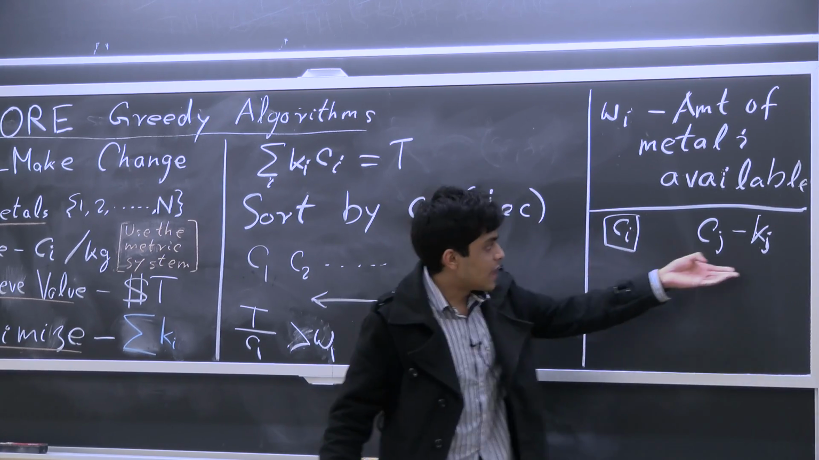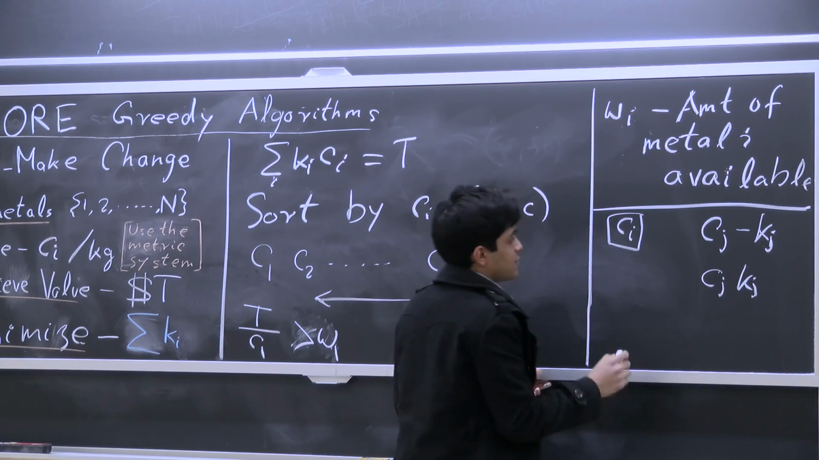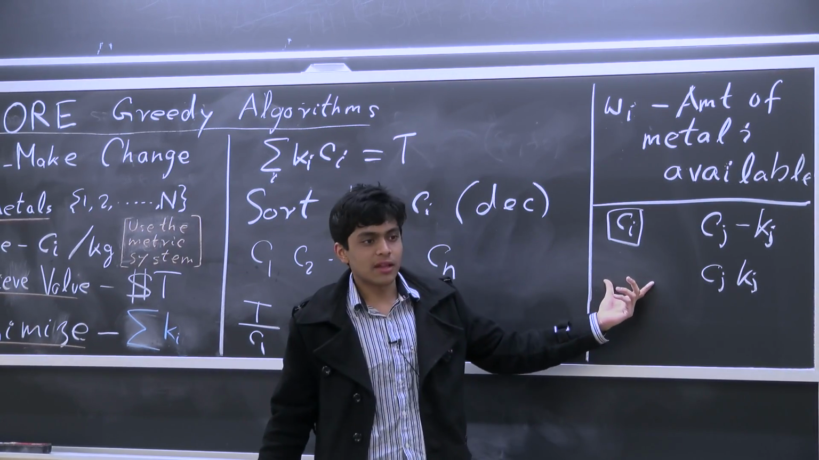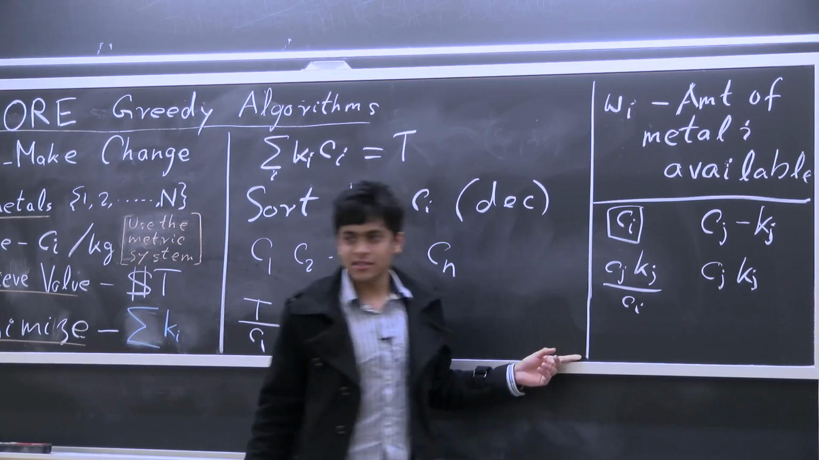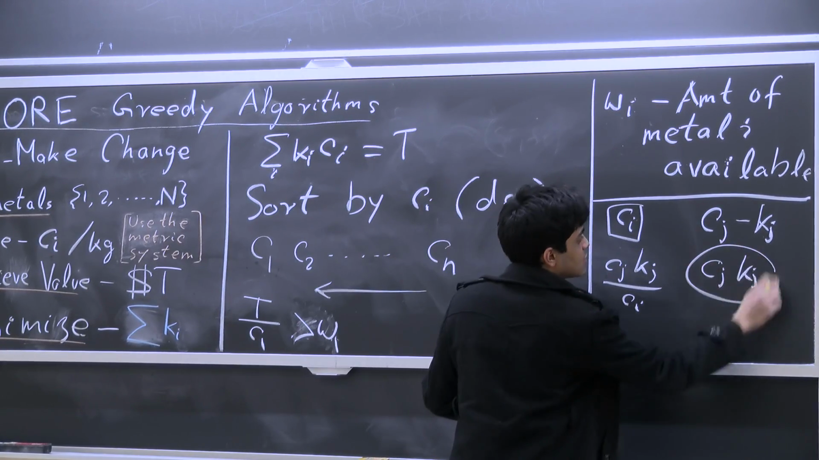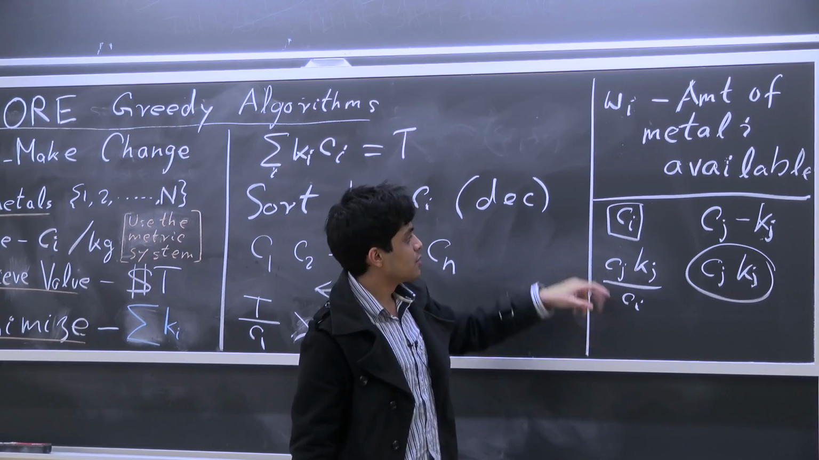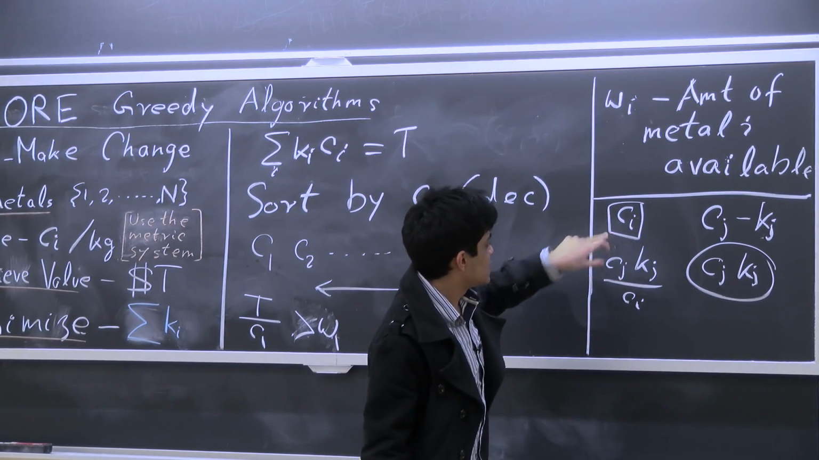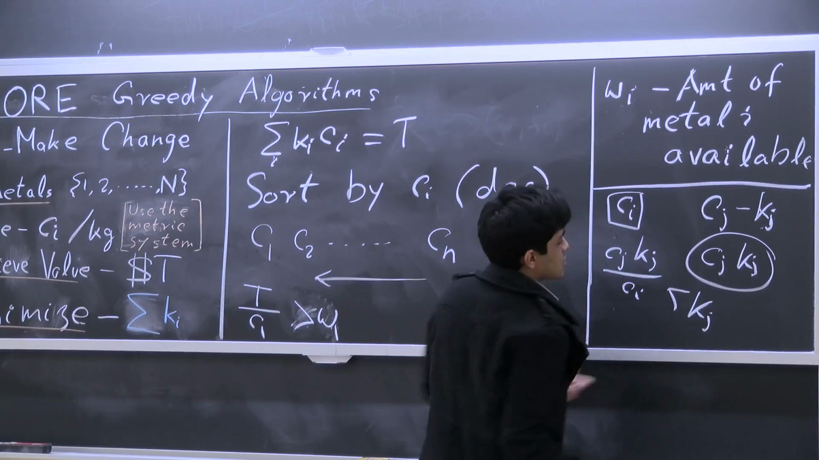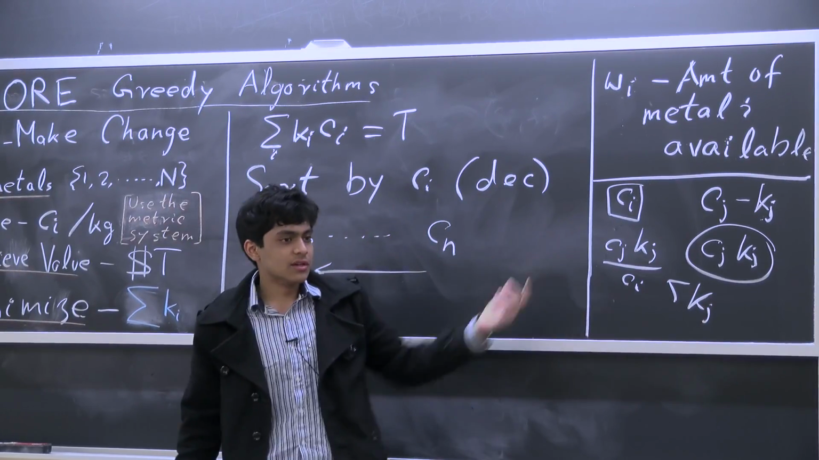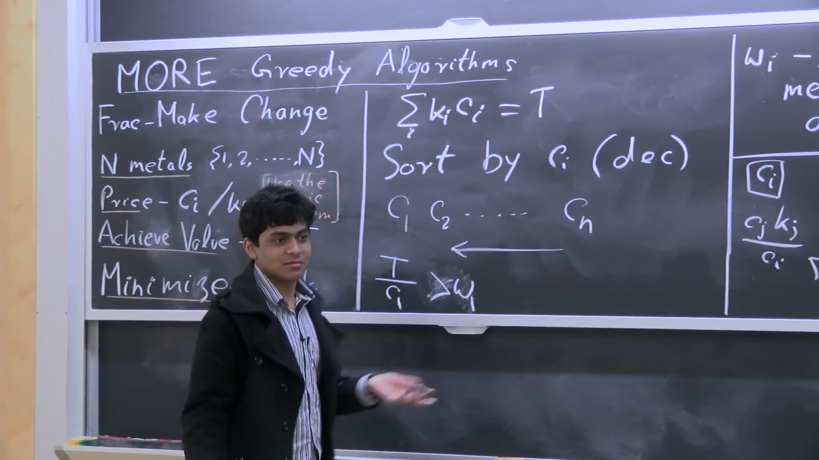The value you're getting from this is Cj Kj. And instead, if you use Ci, how much metal would you need to get the same value? You would need Cj Kj over Ci. Does that make sense? This is the value you would obtain by using Kj kilograms of this metal, so if you instead use the other one, you'd get this value. Since Ci is the most expensive one and Ci is greater than Cj, this value is less than Kj. So by using this metal instead of that one, you are decreasing the amount of weight you would need. So your minimization goes down. Make sense? So that's a very simple greedy algorithm.